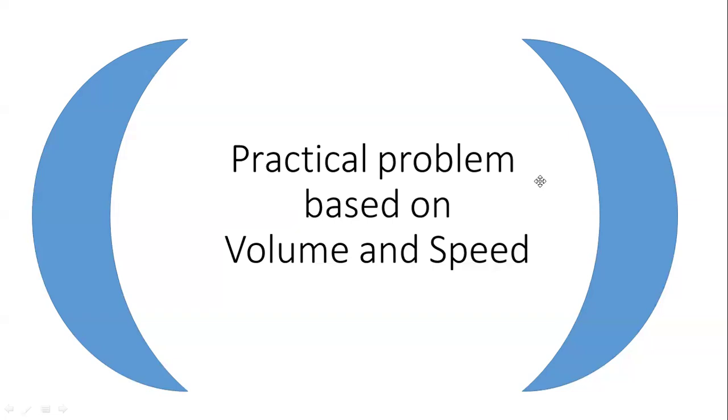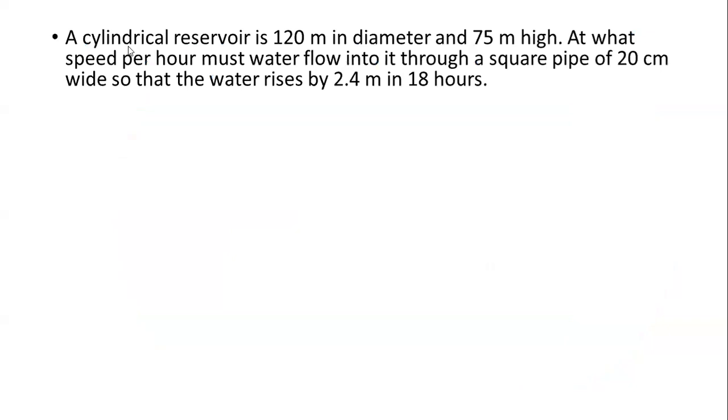This is the problem. Now, if you are asking this as a question, how will this be asked? A cylindrical reservoir is 120 meters in diameter and 75 meters high. At what speed per hour must water flow into it through a square pipe of 20 centimeters wide so that the water rises by 2.4 meters in 18 hours? If you put this problem in the form of a question, it will be in this form. So you get an idea.